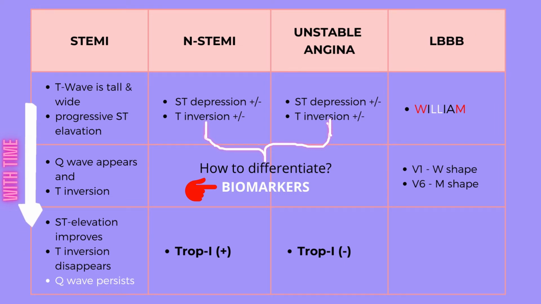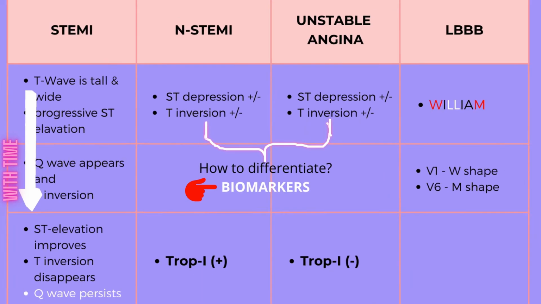The most specific and sensitive marker is troponin I. N-STEMI shows trop I positive, while unstable angina shows trop I negative. So we can differentiate these two. In LBBB, we can easily identify with W and M shaped QRS complexes in V1 and V6 respectively. We'll see all these real ECGs in our next video.